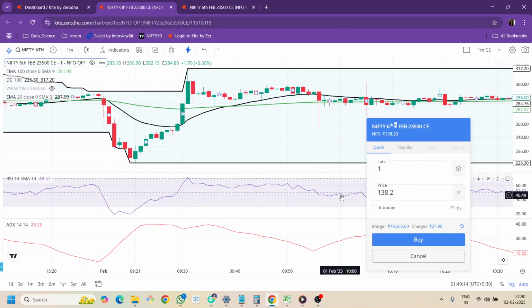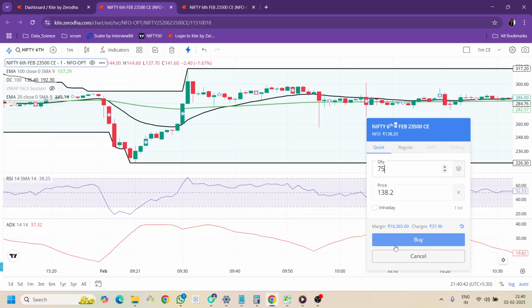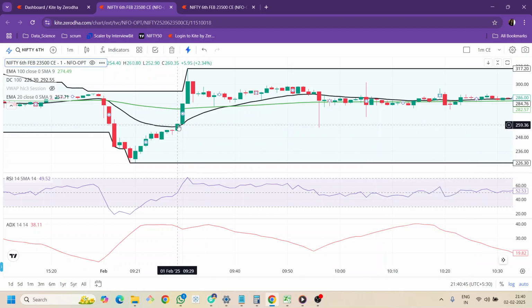This is Nifty 50, not Bank Nifty. For any Nifty 50, one lot is equal to 75 shares. You need to buy a minimum of 75 shares to place an order. In my case, 75 into 138, if I multiply, I'll get 10,350. Let's see it. See, 10,365 rupees I need to pay to make a transaction, which I'm doing at 9:30. I made that payment. Assume I did it, correct?